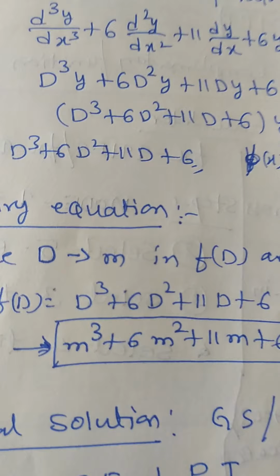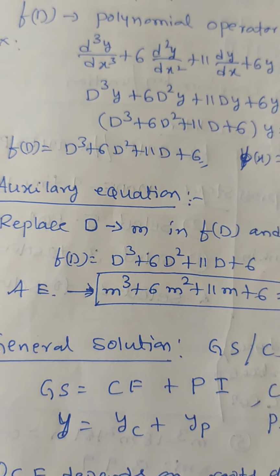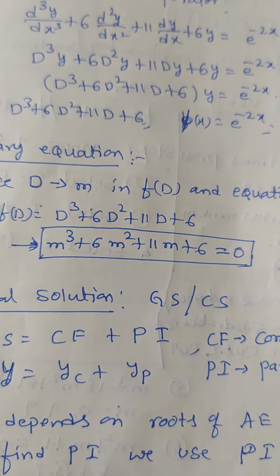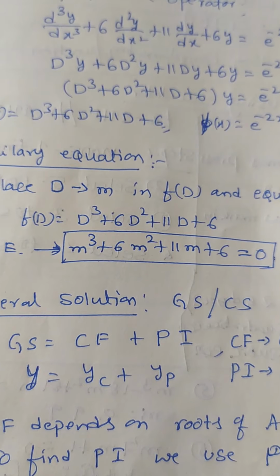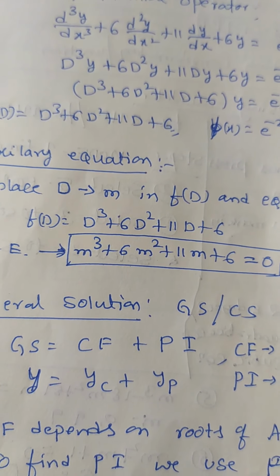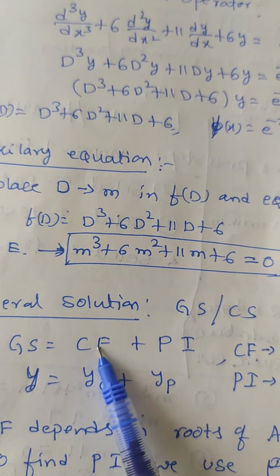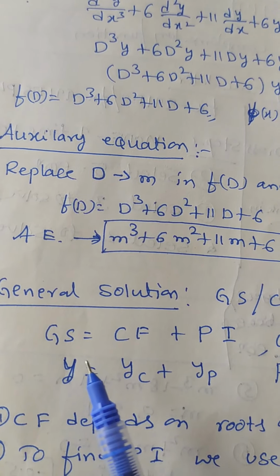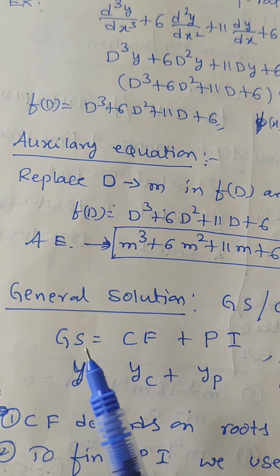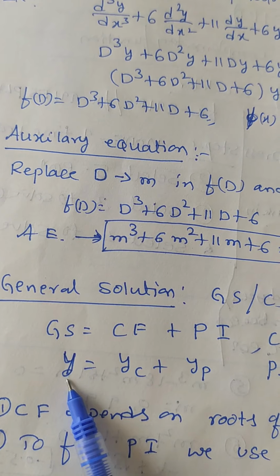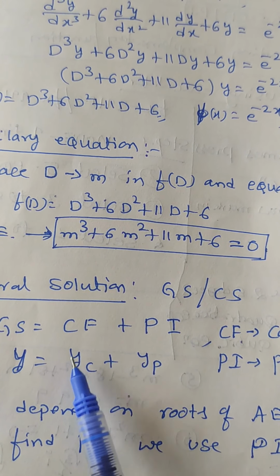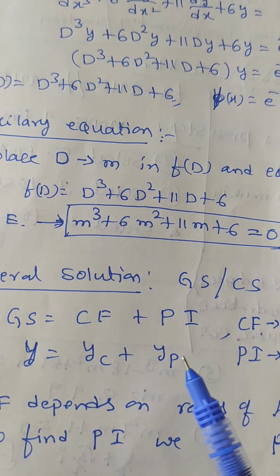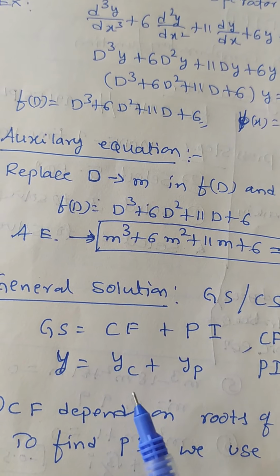Okay. Next, after finding the auxiliary equation, now come to the general solution. What is the general solution or complete solution? Actually, the general solution or complete solution consists of two parts. First one is the complementary function CF. Second one is the particular integral PI. CF and PI. Okay. And the general solution or complete solution is also denoted by y, the dependent variable, is equal to yc, meaning complementary function, plus yp, particular integral. We can write the general solution in this form or in this form.